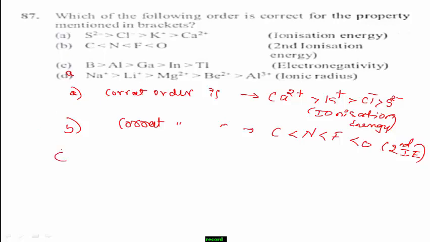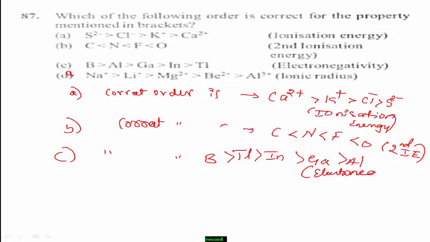Students, when you observe option C, the correct order is boron greater than thallium, greater than indium, greater than gallium, and greater than aluminium. This order is based on electronegativity. Remember, in general, electronegativity increases in the boron family from top to bottom due to increase in effective nuclear charge on the valence shell, while boron has the highest electronegativity due to its very small size.